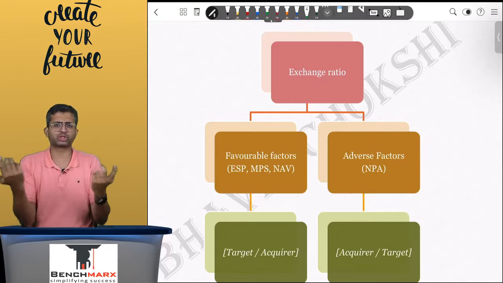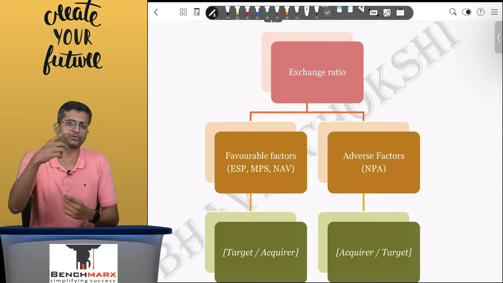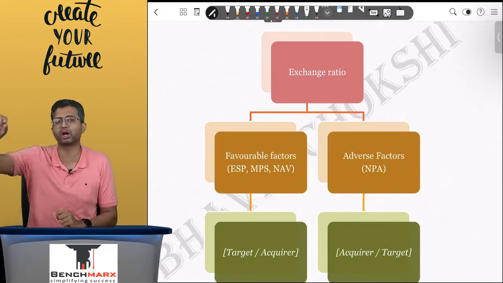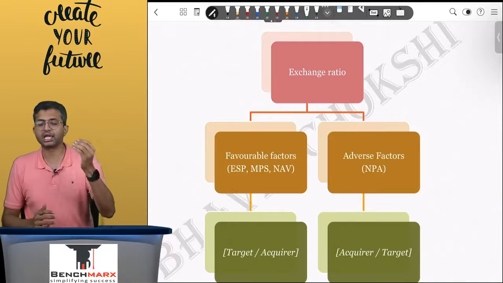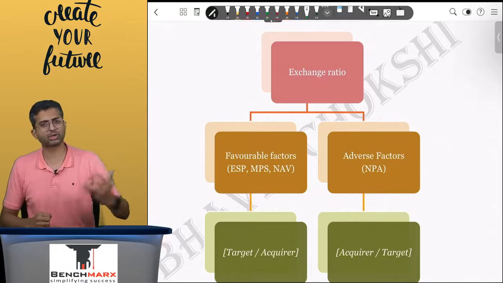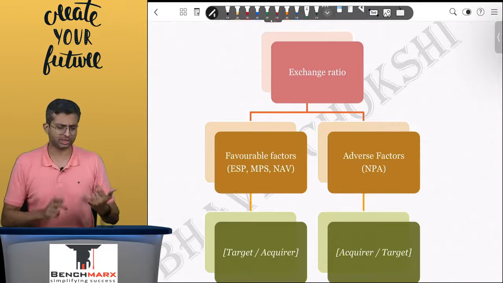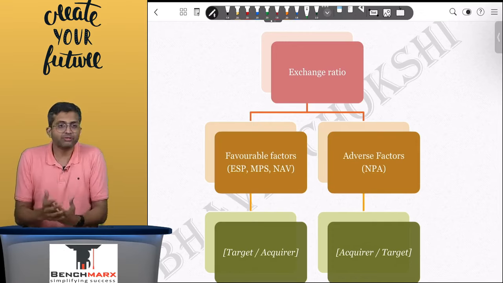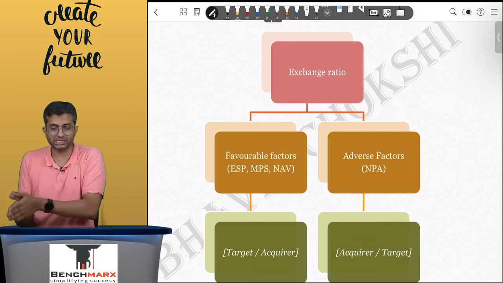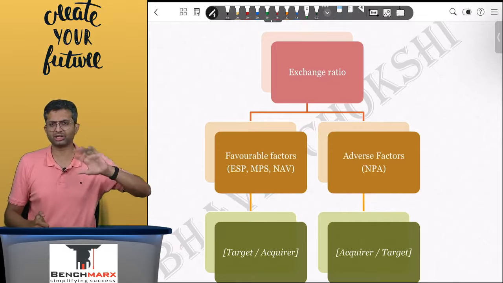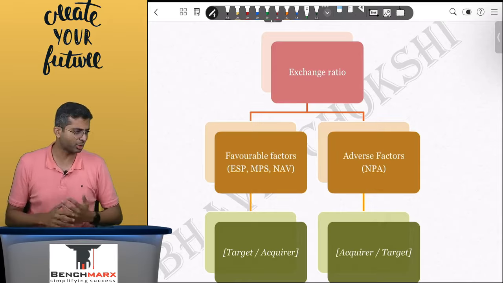When we do a share swap, you need to give me 2 of your shares for 1 of my shares. So it is the market price of the target, that is 100, upon the market price of the acquirer, that is 50. That is 2:1, which will be your agreed swap ratio if it is based on market price. Now there can be various factors like earnings per share, market price, book value per share, intrinsic value per share, which are all favorable financial factors, as in higher the better, in which case the exchange ratio will always be the factor of the target upon the factor of the acquirer.